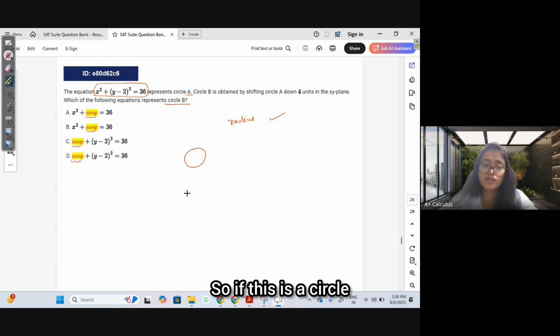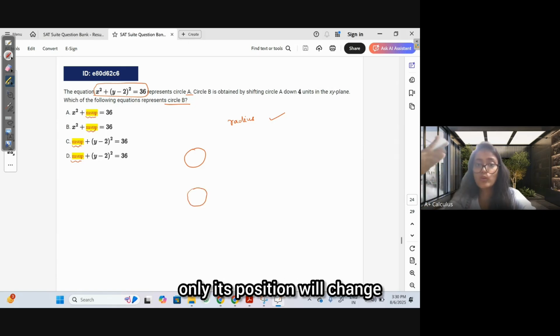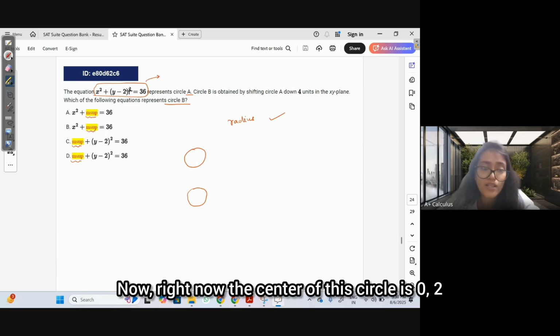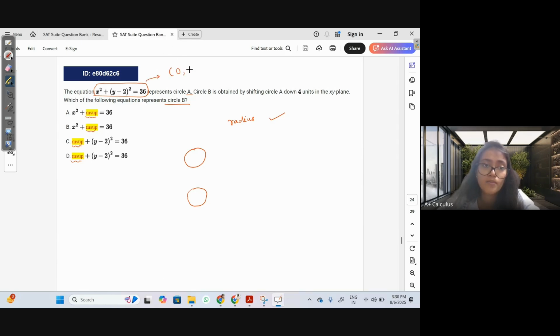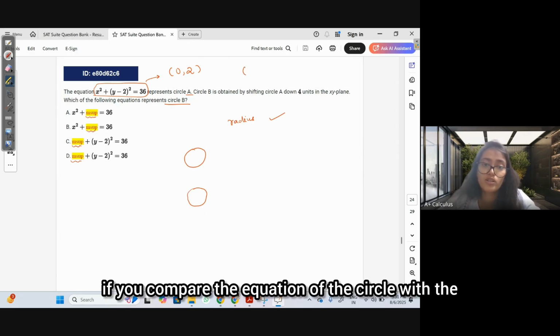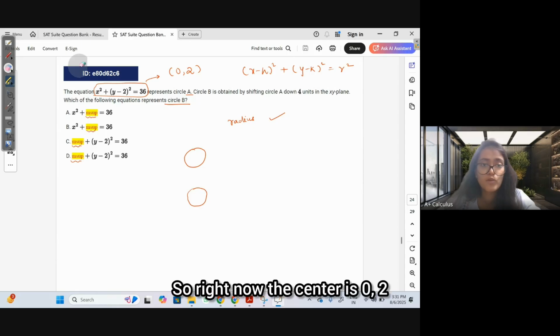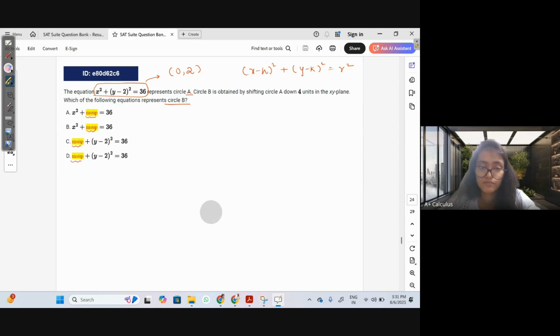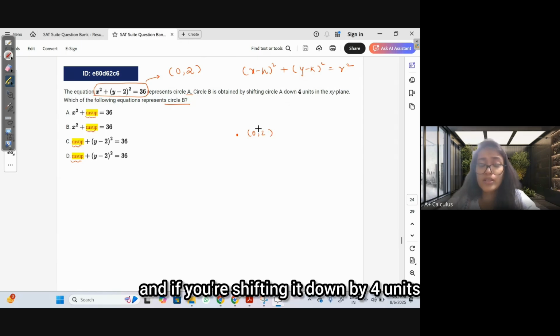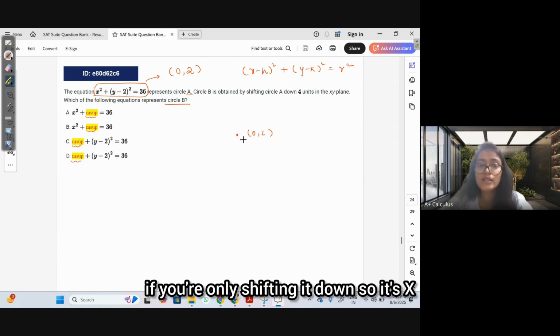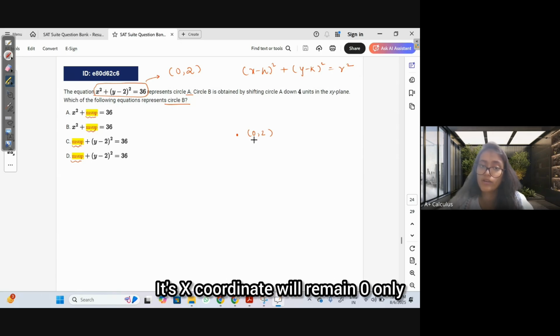So if you shift a circle down, its size will remain the same, only its position will change. Right now, the center of this circle is (0, 2), because if you compare the equation of the circle with the standard form, h is 0 and k is 2. So let's say we have the point (0, 2), and if you're shifting it down by 4 units, only down, its x coordinate will not change. Its x coordinate will remain 0.